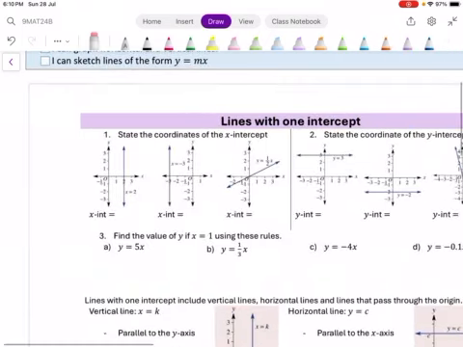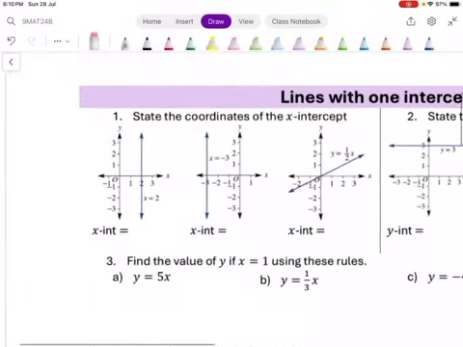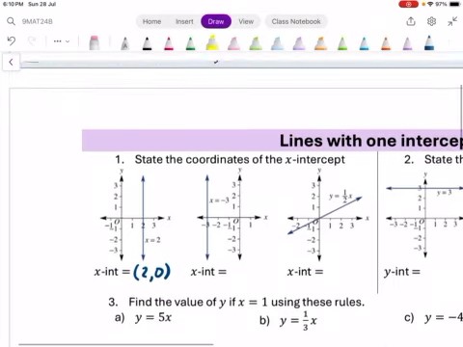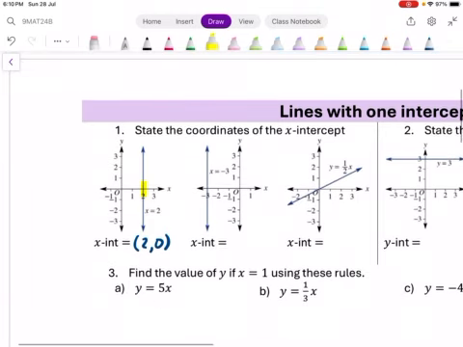Alright, so you should have had a go at these questions. Let's have a go at stating the coordinates of the x-intercept. For our first one, our line is x equals 2, so our x-intercept is at 2, 0. Our x-intercept is where our line crosses our x-axis. Our next one, the x-intercept of the line x equals negative 3 is at the coordinate negative 3, 0. And finally, our last one, our x-intercept is at the origin, which is at the point 0, 0.